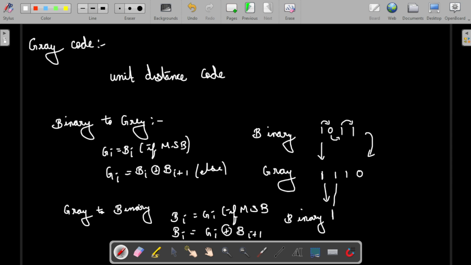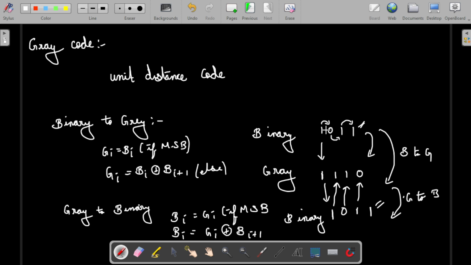Then we need to XOR this with the next bit. So 1 XOR 1 is 0. Then 0 XOR with the 1 is 1. Then this will be XORed with 1, so that is 1. Here you can see both seem to be the same. So this is how we could convert from binary to gray and then gray to binary. So this is binary to gray and this is gray to binary.